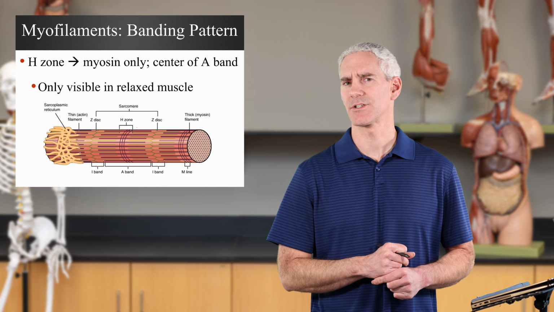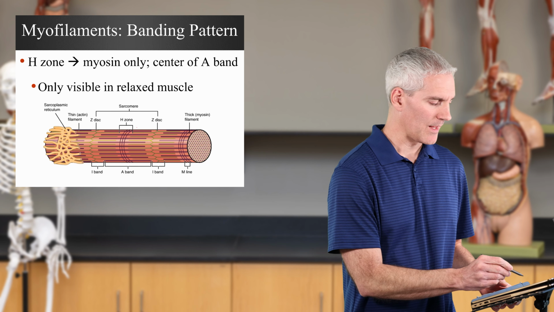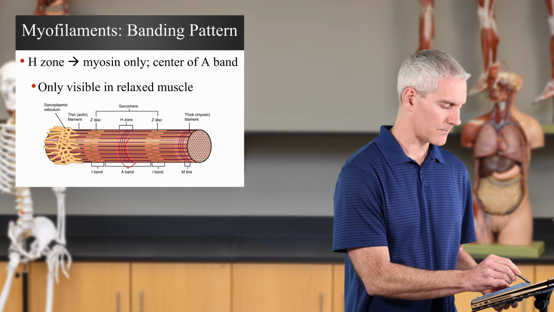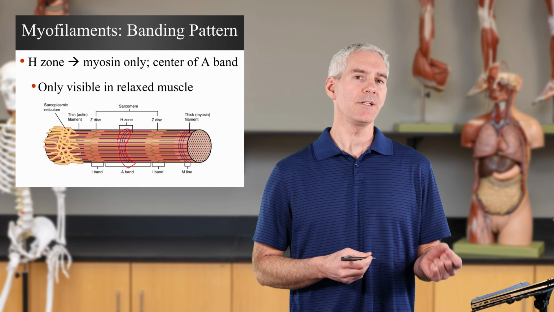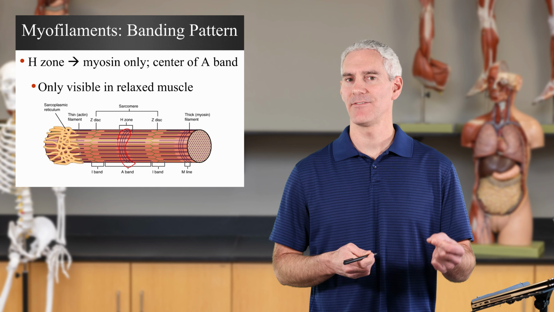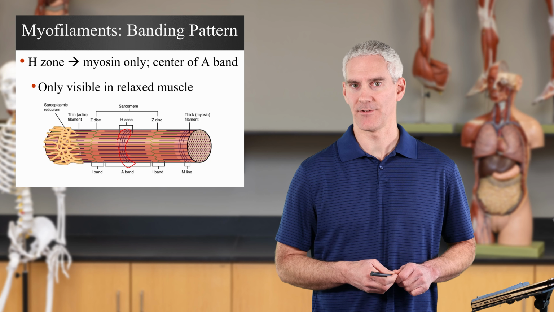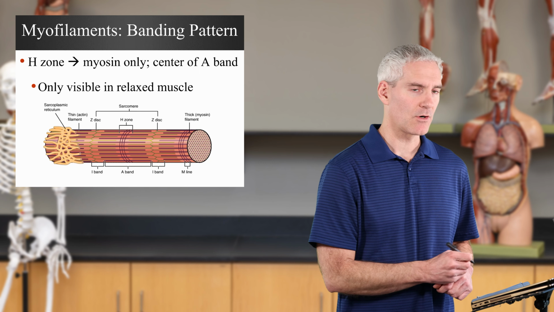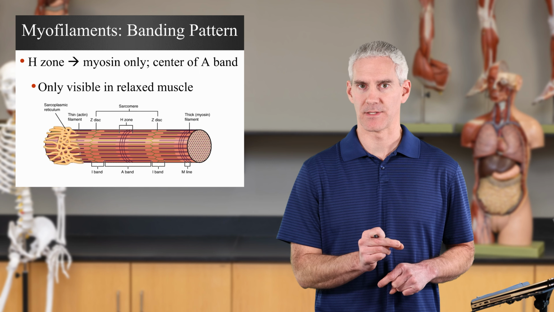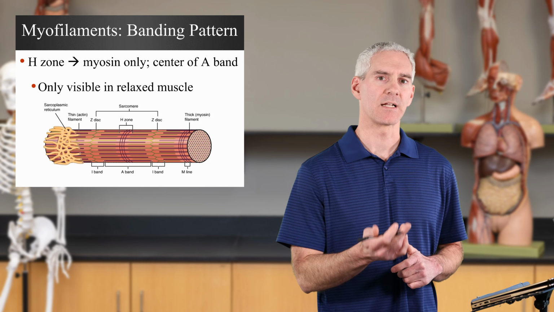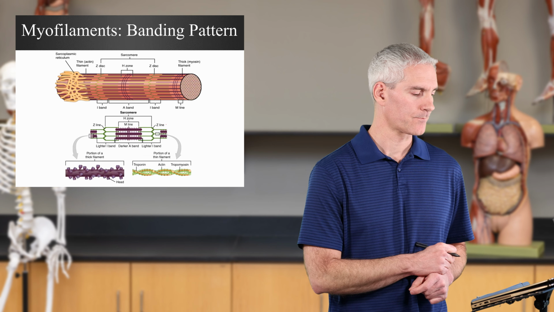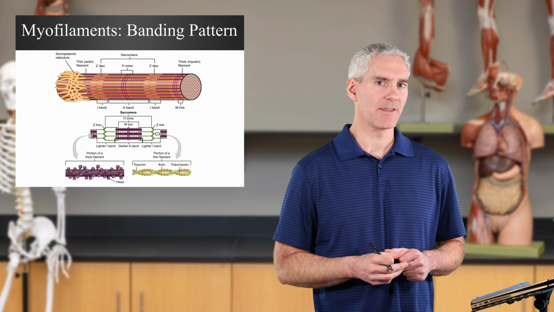At the very center of the A-band is going to be this H-zone. You'll notice the H-zone does not have any overlapping thick and thin filaments. The H-zone is only thick filaments, no thin. So that's the H-zone.